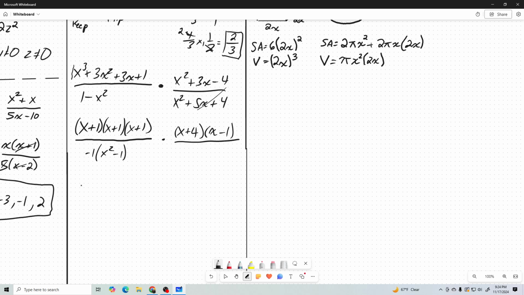Right? And I just factored this piece up here. And then the bottom, we have x squared plus 5x plus 4. That's just going to be positive 4, positive 1, right? Because positive 4, positive 1 will multiply to get 4, and 4 and 1 will add to get 5. So this is going to be x plus 4, x plus 1.